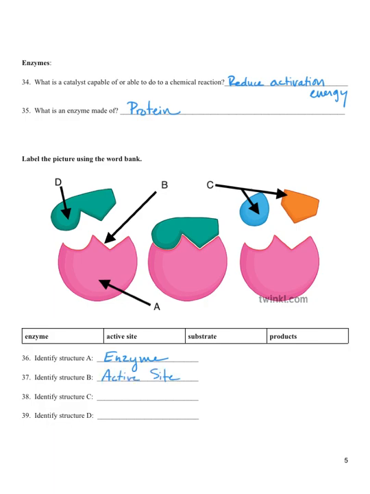Number 38 says to identify structure C, so that's here. So structure C has been released from the enzyme, so that means that those are the products of this enzymatic reaction. And then number 39 says to identify structure D. So this is the molecule that is changed by the enzyme, which means that it is the substrate.